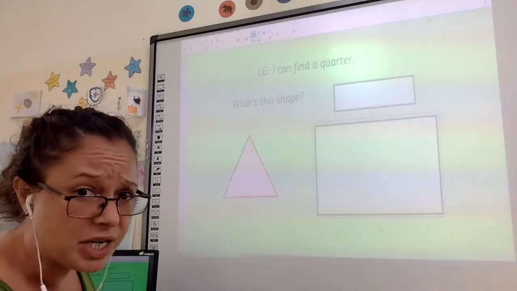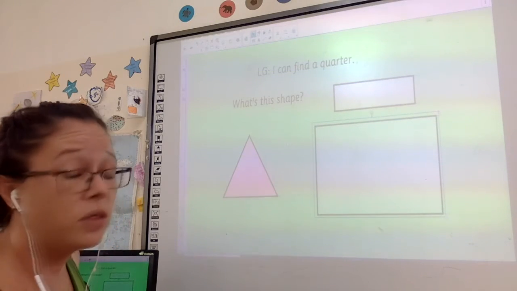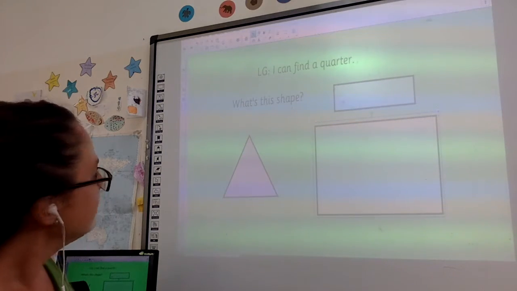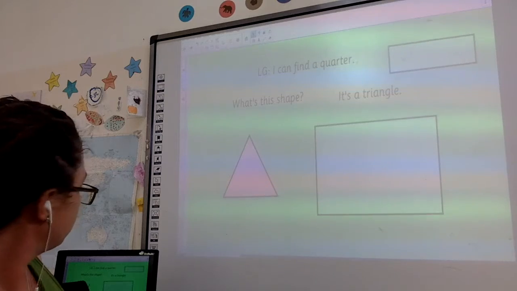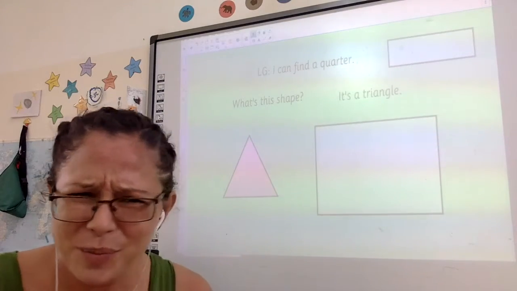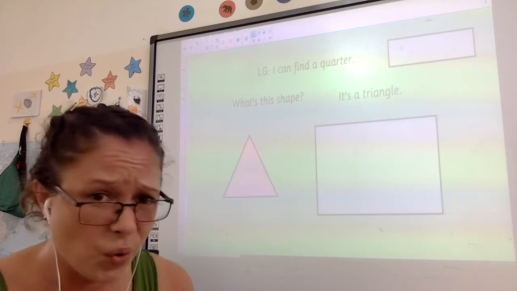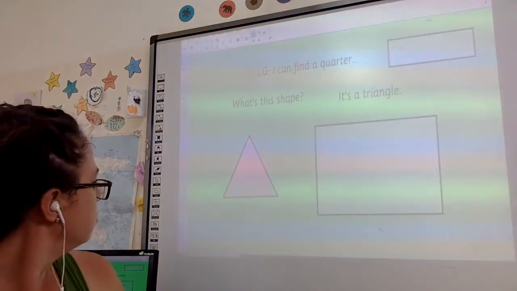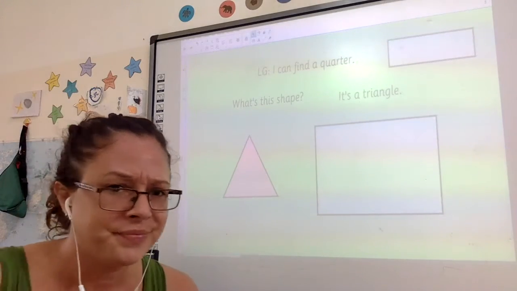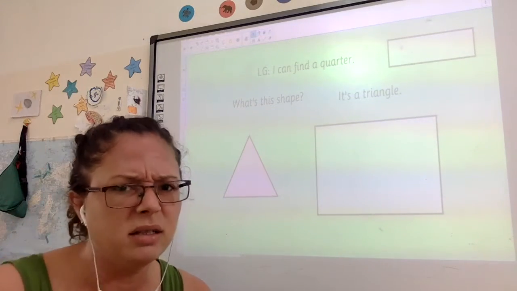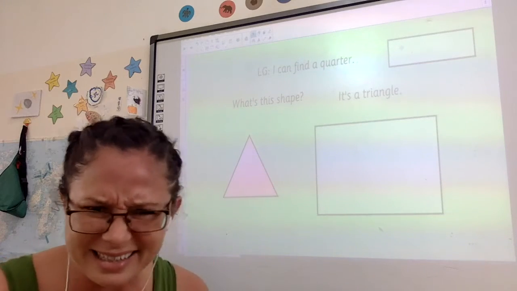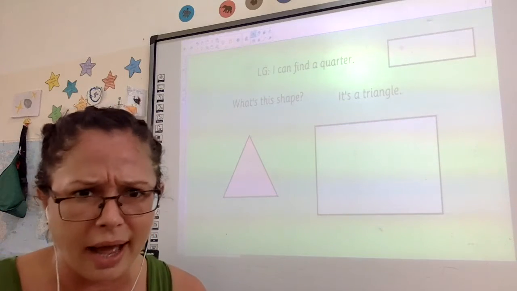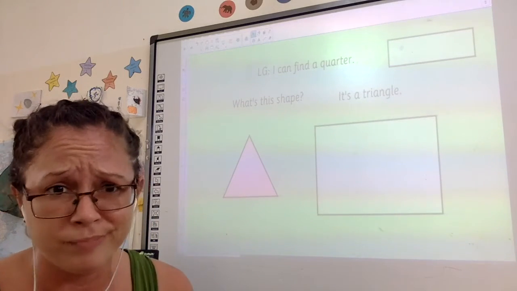Lastly, what's this shape with 3 sides and 3 corners? It's a triangle. Now, a triangle is a pretty tricky shape to split into quarters. Can you think about how we might be able to do that? We can't draw 3 vertical lines because then our pieces would be different sizes and different shapes. We also can't draw 3 horizontal lines because we'd have the same problem. What can we do?